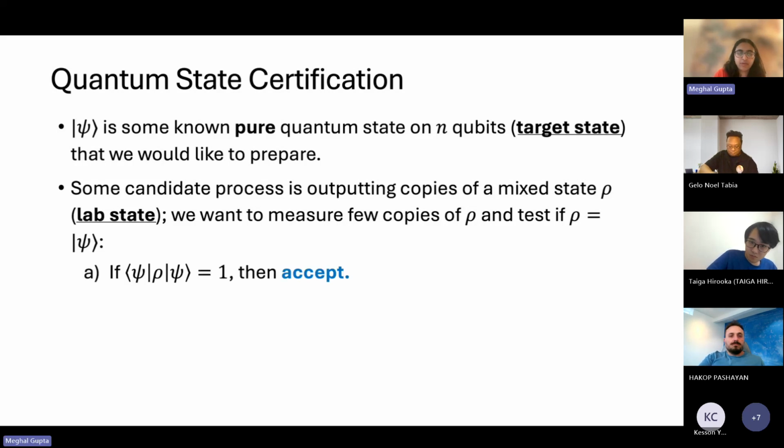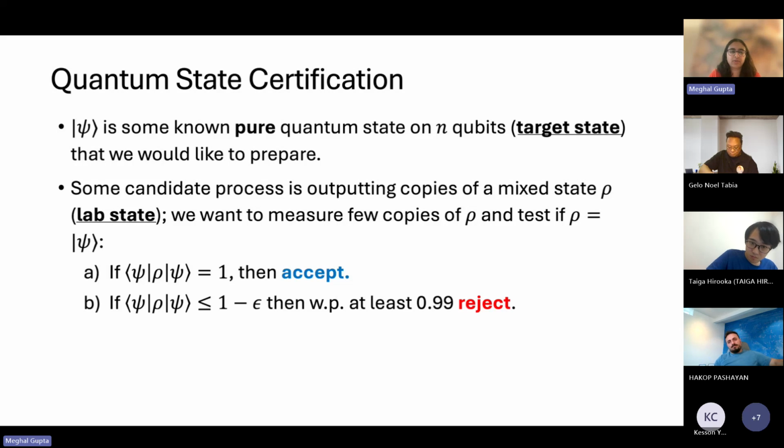More formally, what you want to satisfy are the requirements that if the two states are actually equal, then you accept, and if the two states have fidelity at most 1 minus epsilon, then with probability at least 0.99, you want to reject. So does the question of quantum state certification make sense? I guess since I can't see everyone, it's better if people say yes or no. Yes.